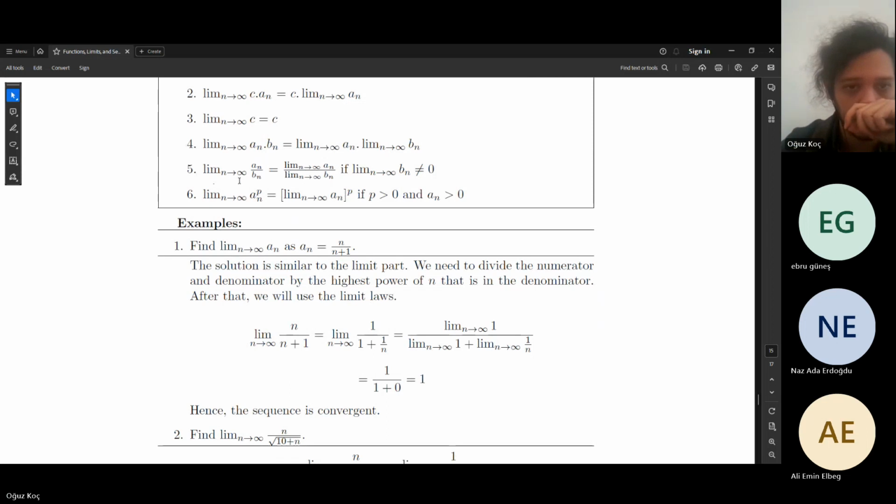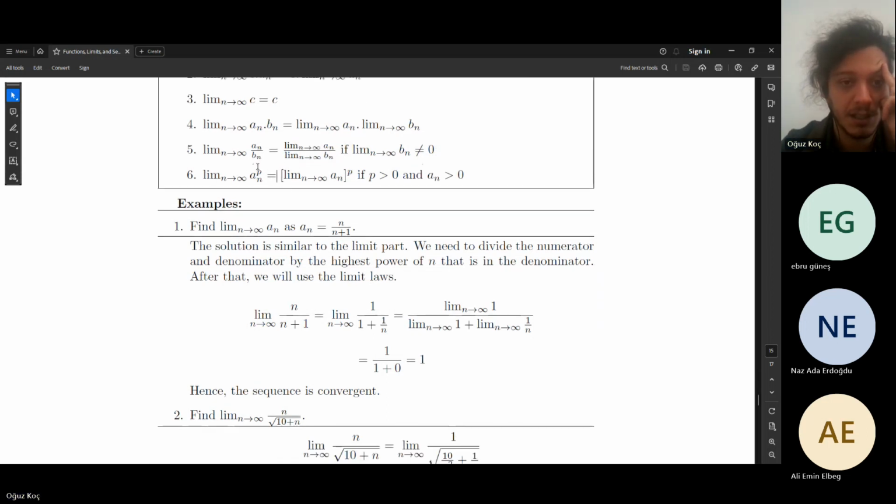And we have the fifth law, which is for fractions, rational sequences. The limit can be written like this. We can divide the two sequences, but there is a condition: the limit of b_n does not equal 0, because it causes an indefinition. And here we have the power of a_n sequence, and we can take the power outside of the limit if p is greater than 0 and a_n is greater than 0. There is a special case condition here.